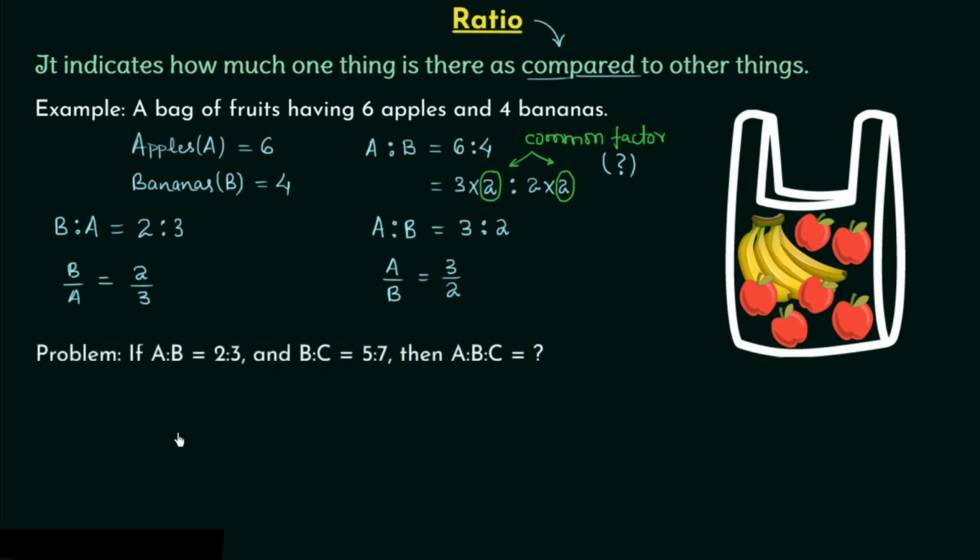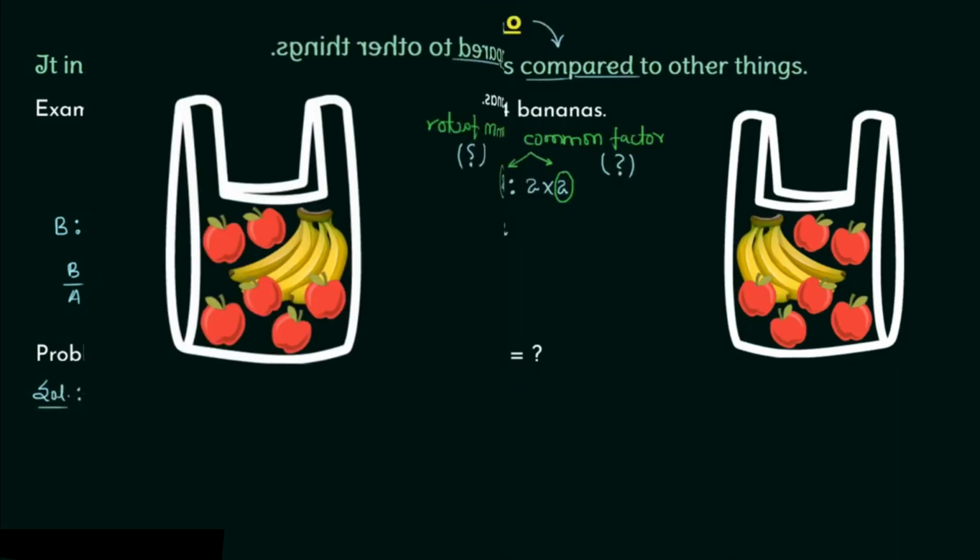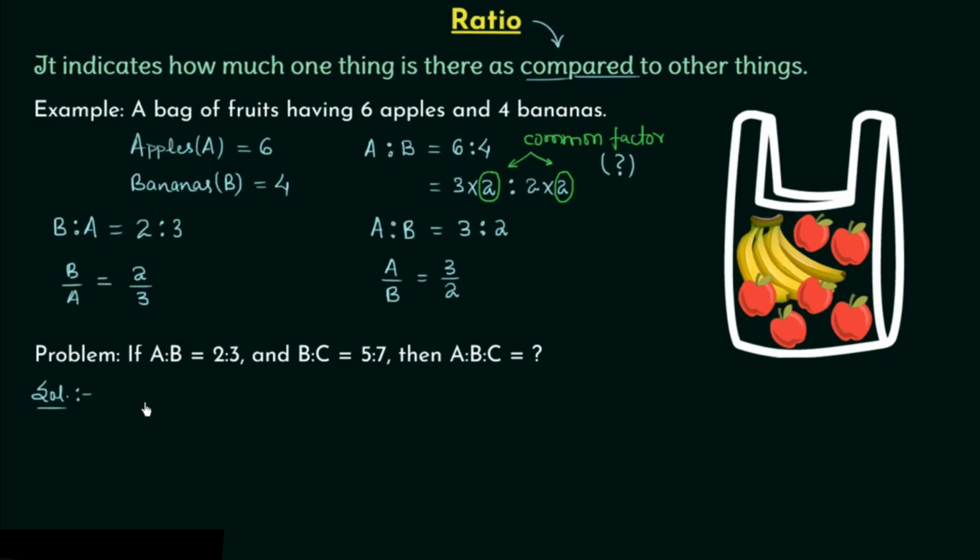Now we will move on to our example problem. In this example problem, A ratio B is equal to 2 ratio 3, and B ratio C is equal to 5 ratio 7, and we need to find A ratio B ratio C. So let us understand how to find A ratio B ratio C. When you read the problem, you will find we have two ratios given. The first ratio is A ratio B equal to 2 ratio 3, and the second ratio is B ratio C equal to 5 ratio 7.